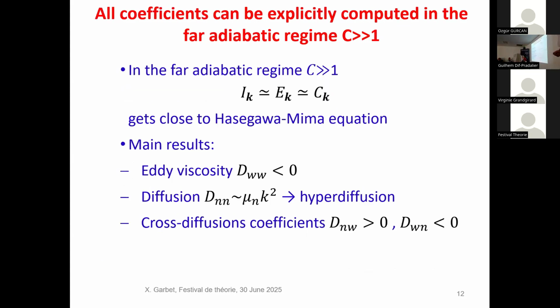So far, so good. And the last thing is, if you do this, then you get completely explicit values of all the coefficients. This is interesting because you find that the damping will be negative. There is a hyperviscosity, which is positive. The diffusion actually gets close to hyperdiffusion. And there are cross diffusion coefficients, which are not only finite, but one is positive and the other one is negative. So that's the prediction from the DIA pushed really to the limit in terms of approximations.